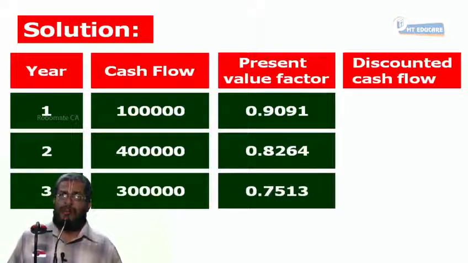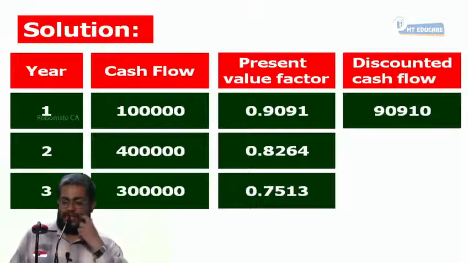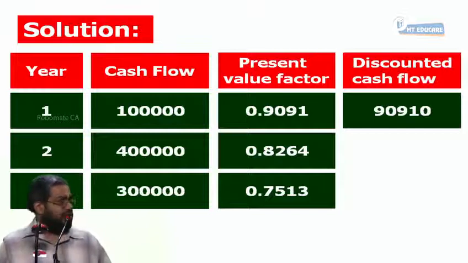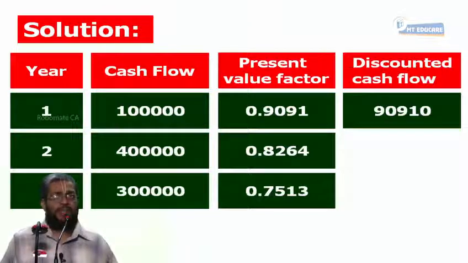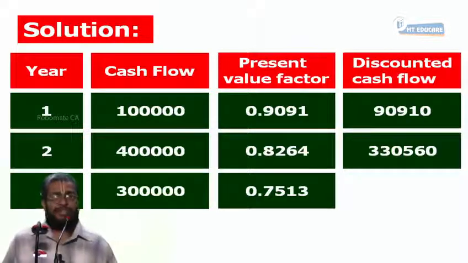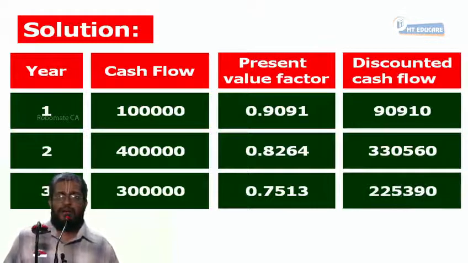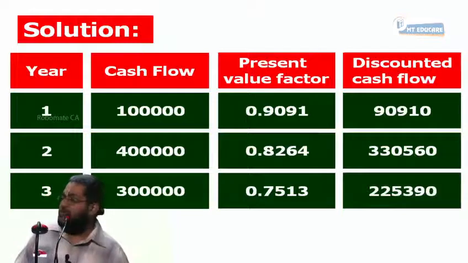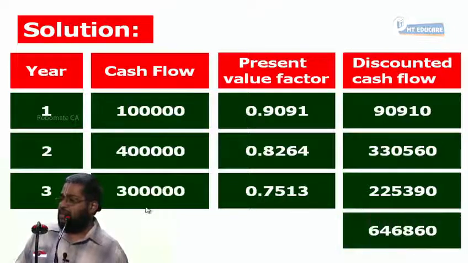1 lakh into 0.9091 gives 90,910. 4 lakhs into 0.8264 gives 3,30,560. 3 lakhs into 0.7513 gives you 2,25,390. Can I add the first, second column? No. Can I add the last column? Yes. The total of the last column is 6,46,860.